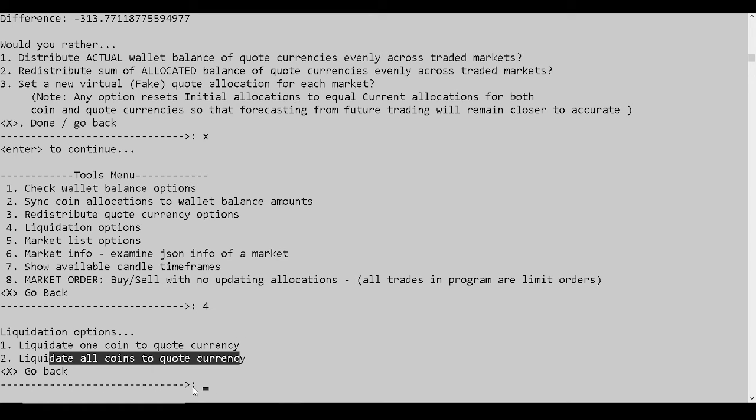I've tested this version. It works perfectly on at least KuCoin. It should work on all exchanges. And if it doesn't, go to my Discord, talk to me, and I'll find a way to fix it.